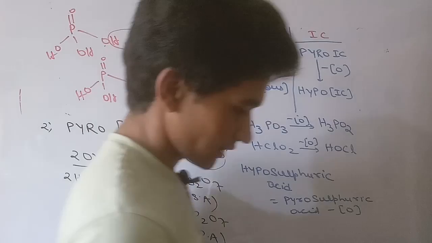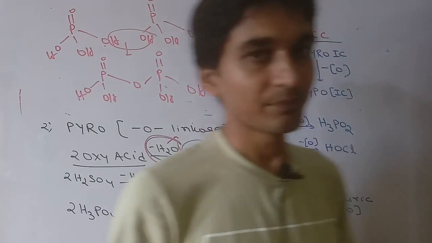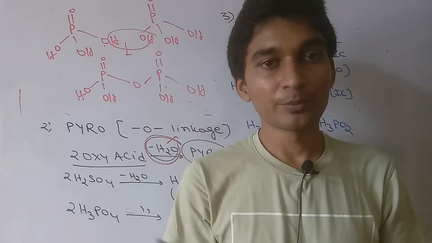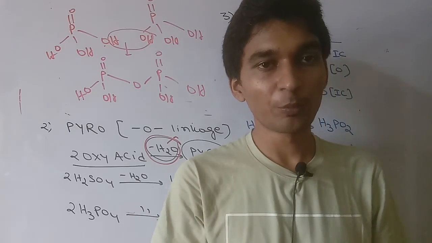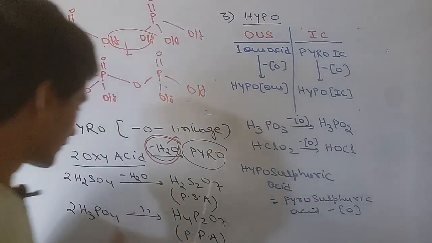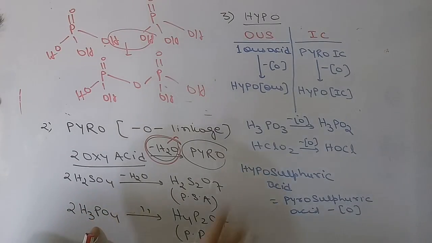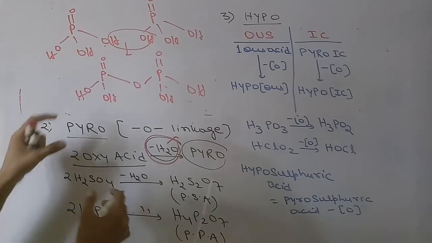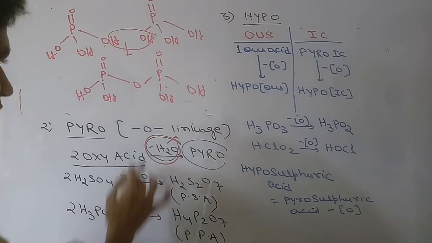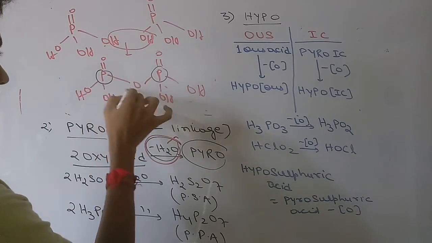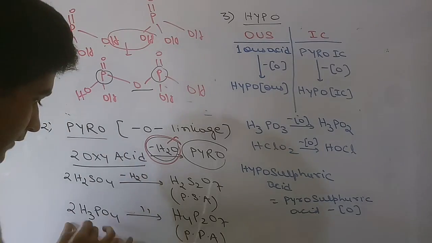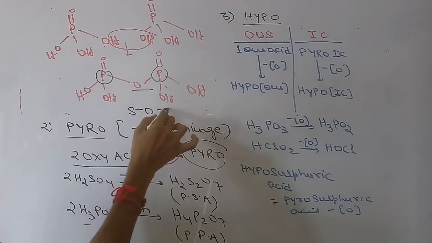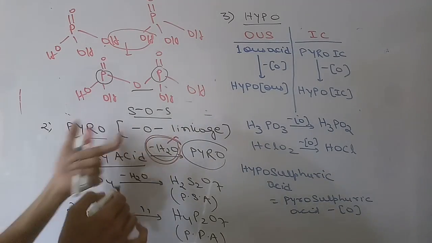Now the question will become: which of the following compounds have POP linkage? What is POP linkage? And you will be given options: phosphoric acid, this acid has many types, and one example is pyrosulfuric acid. So pyrophosphoric acid has POP linkage, and pyrosulfuric acid has SOS linkage. Okay, so this type of linkage is known as pyro.